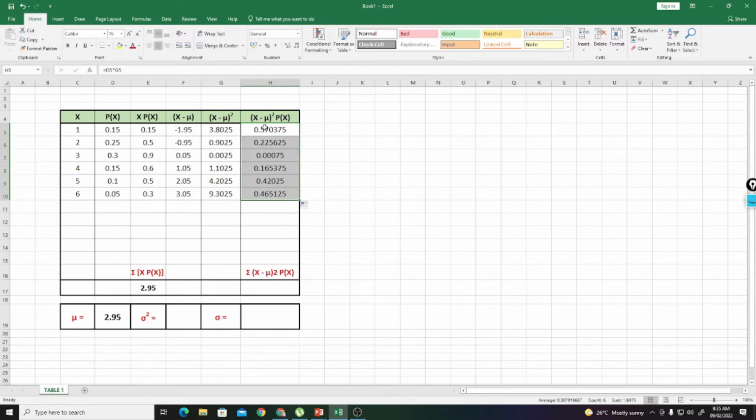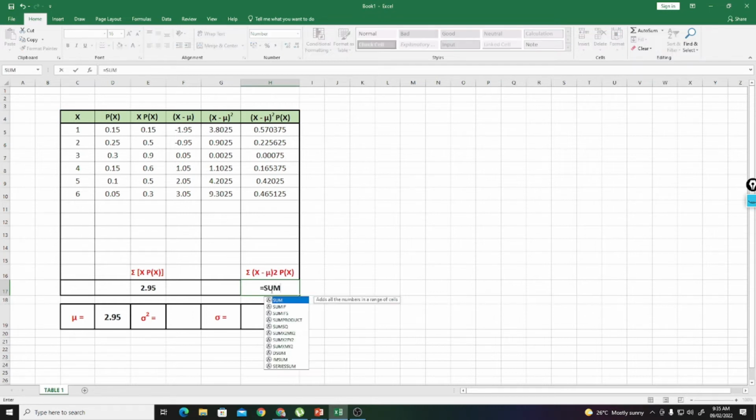Okay, para makuha naman natin yung summation nito, dahil ito na yung ating magiging variance, so dito natin ilalagay yung sagot. So ang formula ang gagamitin natin ay equals, dahil summation naman, so sum, open parenthesis, then ipe-press natin left click, hold, mula rin sa first data hanggang sa last. Then close.